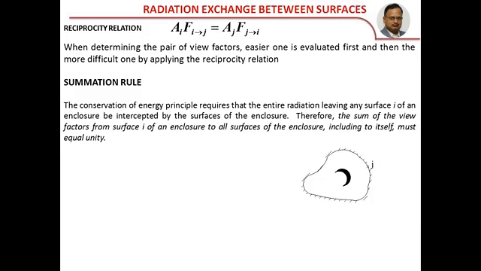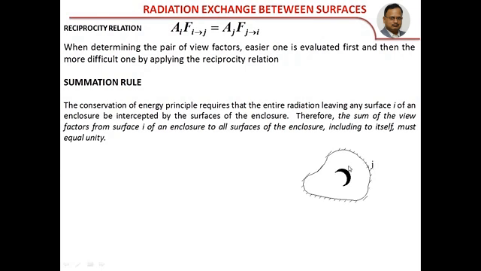F12 means the fraction of energy leaving body 1 and falling on body 2. F21 means the fraction of energy leaving 2 and falling on body 1. Now in addition to the reciprocity relation, there is one more relation called the summation rule to determine the shape factor. Suppose a body is kept inside a surrounding like this. A small body, surrounded by, imagine, several bodies.